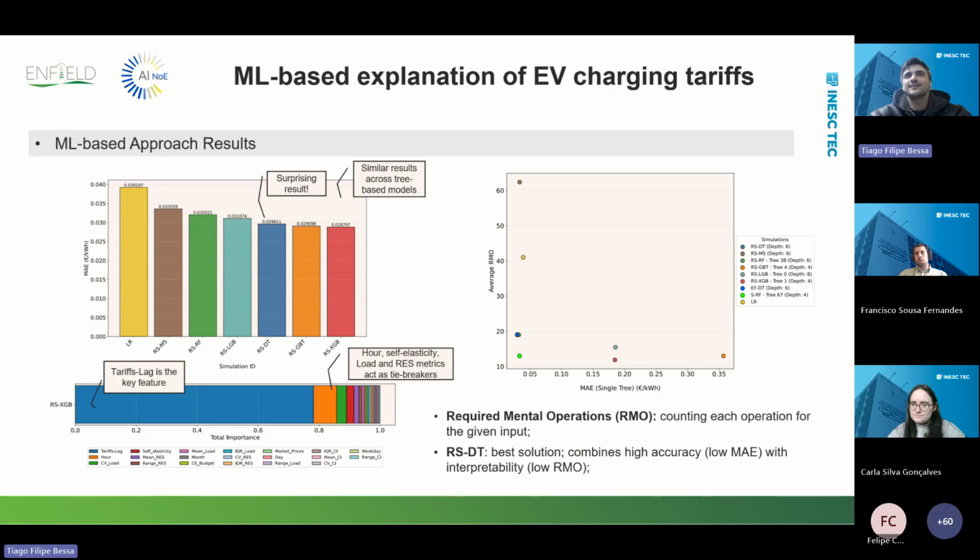If we see the chart on the right, we see the trade-off that I've been speaking of since the beginning. This is the trade-off between interpretability and prediction performance of a single tree. And what it shows basically is that in our case, the decision tree was the best solution since it combined high predictive performance with high interpretability.